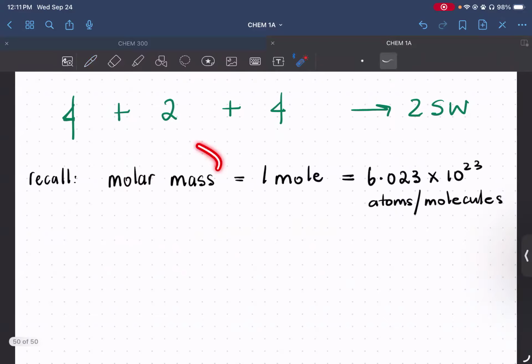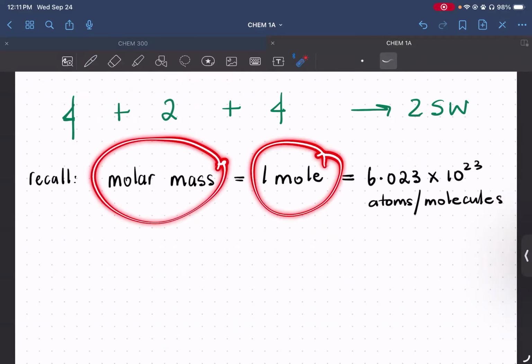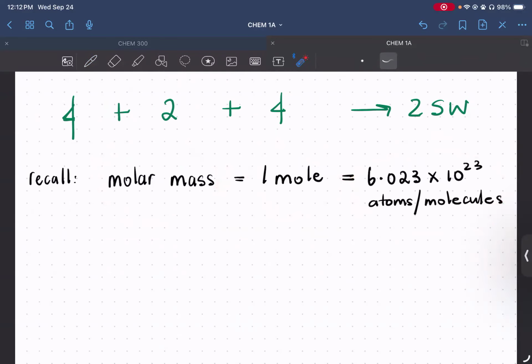We, of course, understand in principle how to calculate the molar mass of a chemical compound. That's just adding up all of the masses. We understand what a mole means. If you recall, this was a chemical currency. And 6.023 is Avogadro's number.